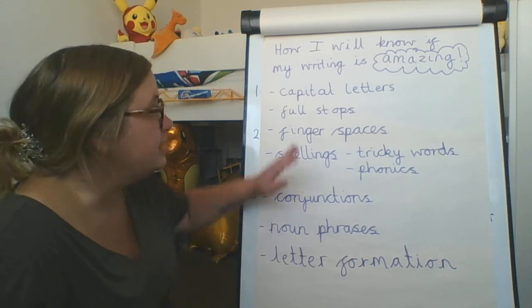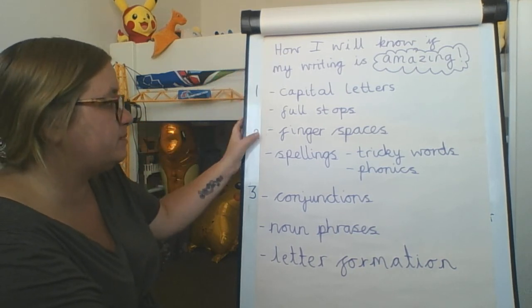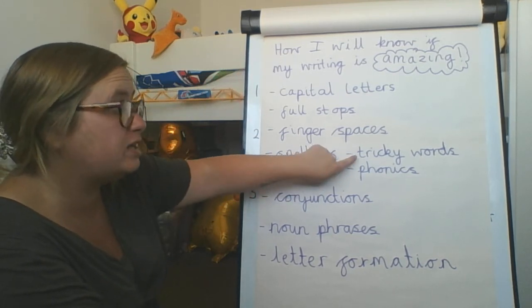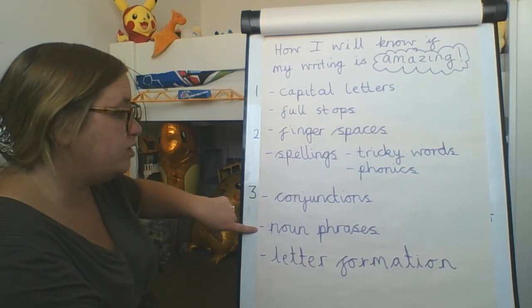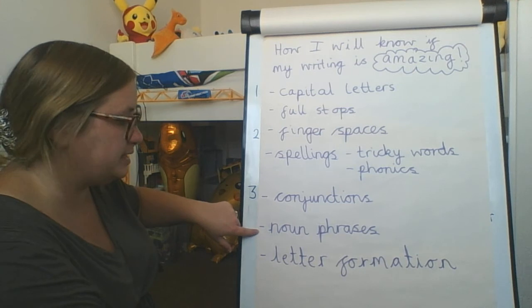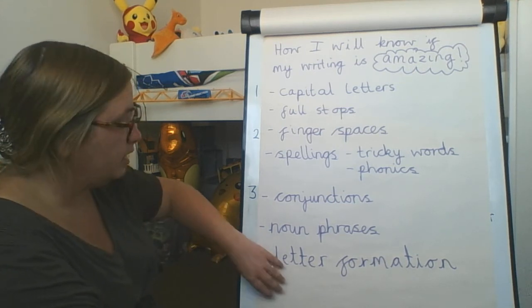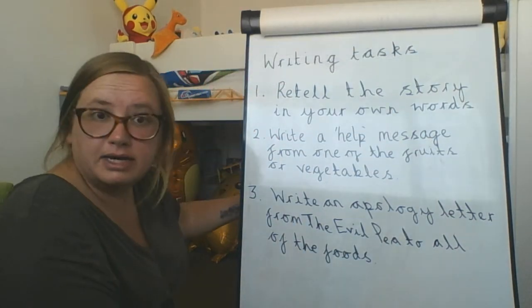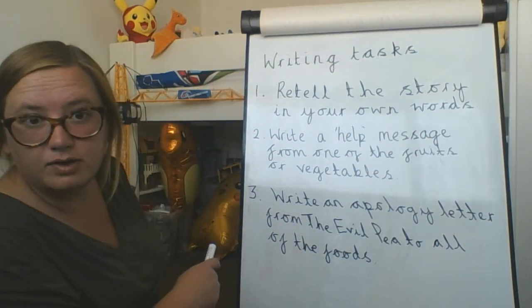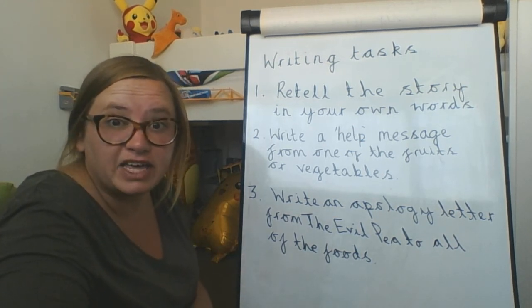So yes, these are the things that are going to make my writing amazing. Capital letters, full stops, finger spaces, spellings, looking at spellings of those tricky words and using your phonics. Having your conjunctions in there, your noun phrases to add description, and then looking at your letter formation. So all you have to do now is to pick your task, or tasks if you choose to do more than one, and have a go.